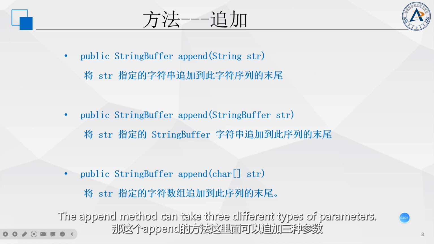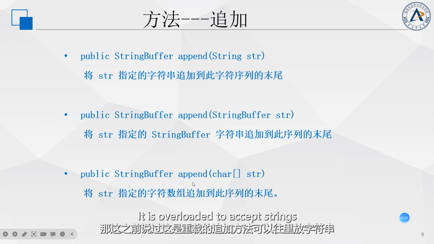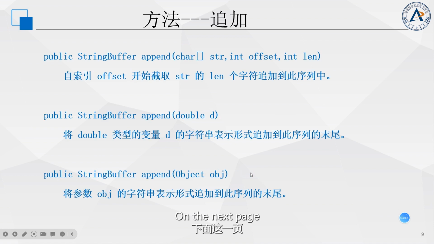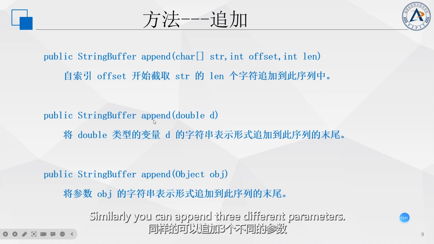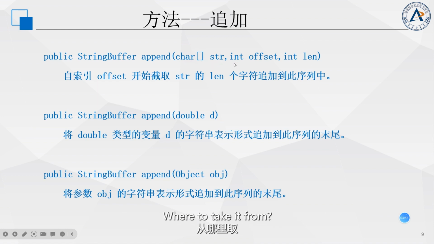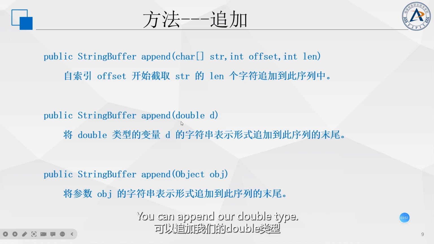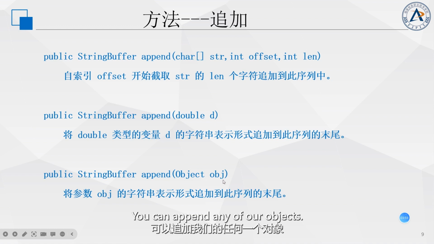The append method can take 3 different types of parameters. It is overloaded to accept strings, StringBuffer contents, and character arrays. On the next page, similarly, you can append 3 different parameters. Here is a character array. Where to take it from? How many to take and put into StringBuffer? You can append our double type. You can append any of our objects.